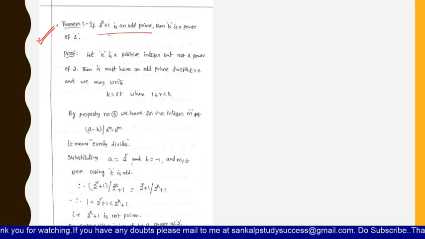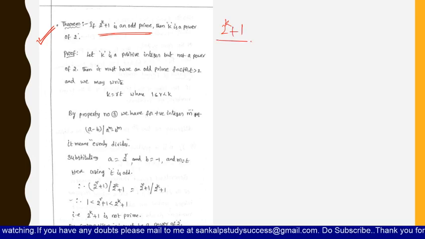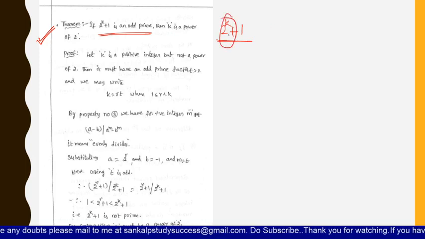Coming to the theorem, what does this theorem explain? Now let us see, 2 power k plus 1 is an odd prime. That means 2 power k plus 1 is an odd prime number where k is a power of 2. Here what is the power? The power is k and 2 is the base. That means we can express it in the form of exponents. You can say k is an exponent or k is a power.